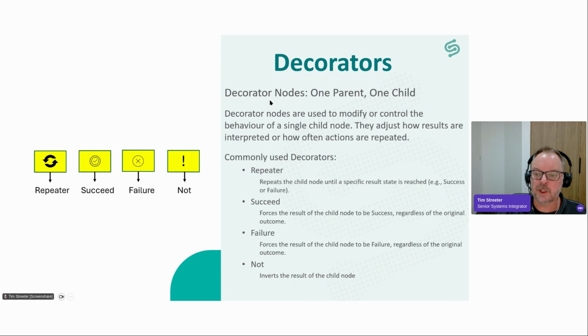Then there are decorators: one parent with one child. Decorator nodes are used to modify or control the behavior of a single child node. They adjust how results are interpreted or how often actions are repeated. These are some typical, commonly used decorators. This one's a repeater. It keeps repeating the child node until a specific pass or fail condition. Then a succeeder, which forces the result of a child node to succeed regardless of the original state. Failure does the opposite, and this one, a not, inverts the result of the child node.